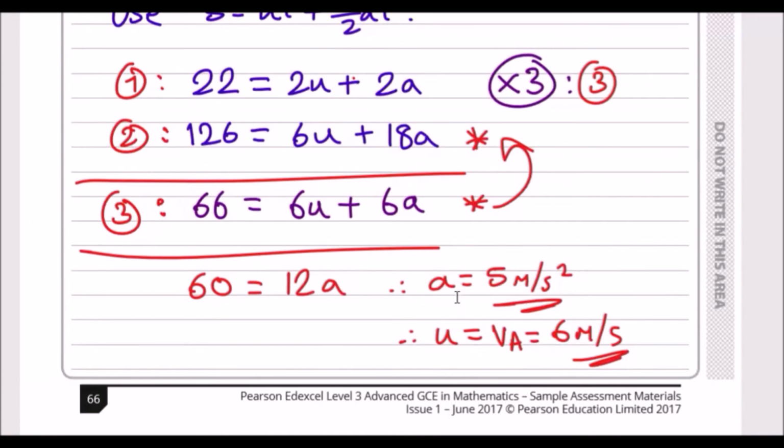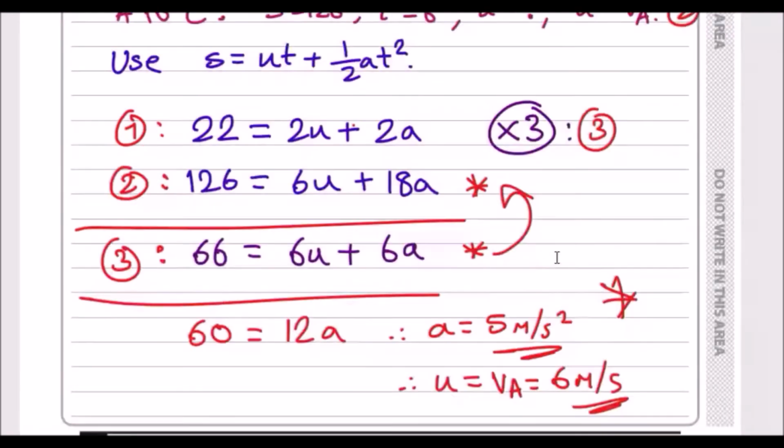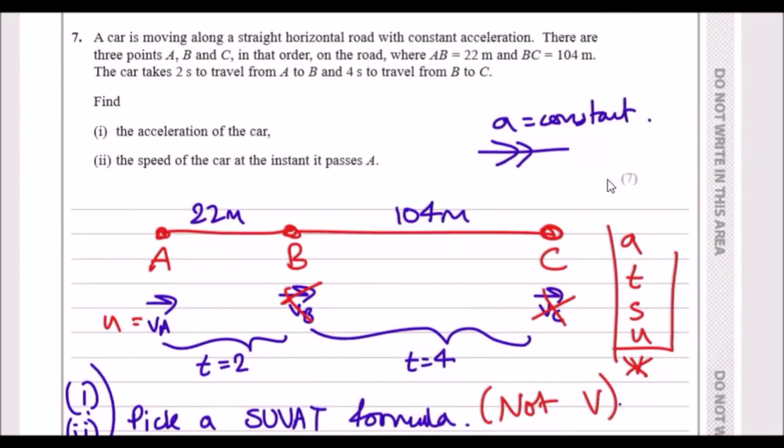And then plug in your A value into, well, any pair, and you should come up with a speed at point A of 6 meters per second. And that's it, done. Literally, like I said, this question was easy, and this paper is too easy.